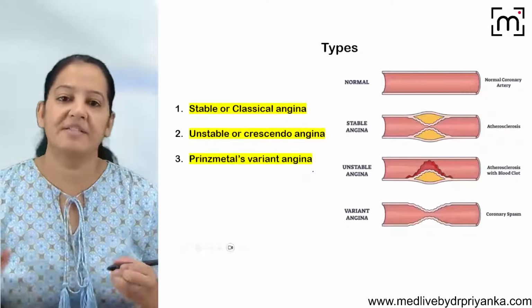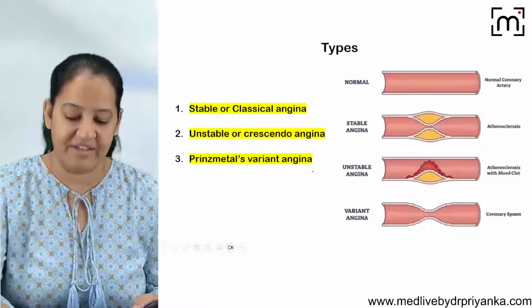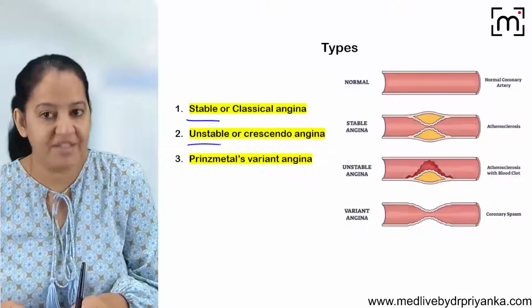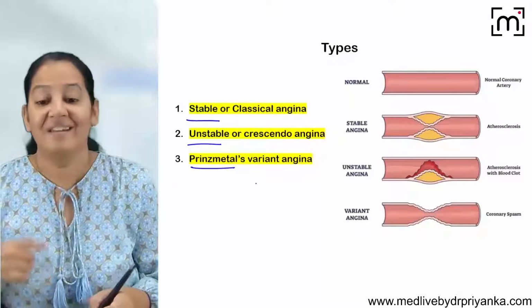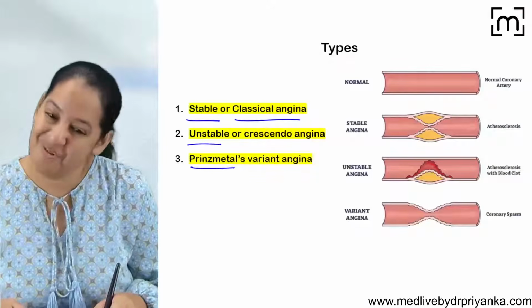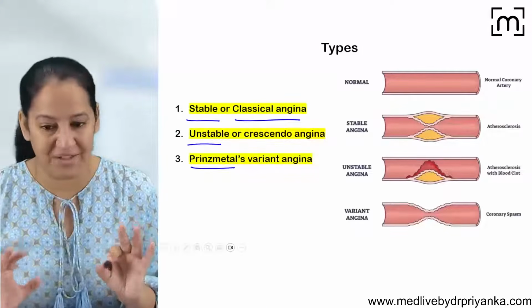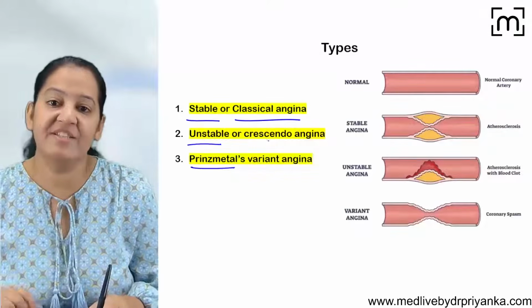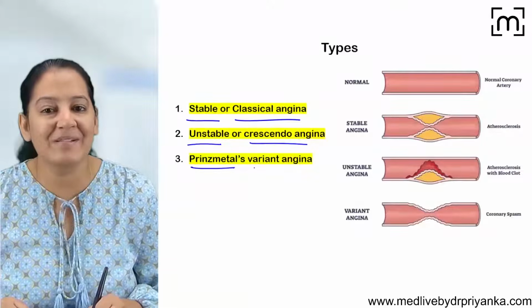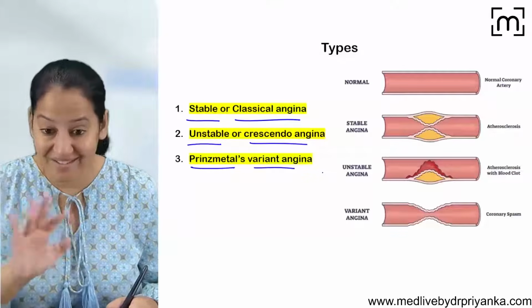Okay, now coming to the types of angina. There are three types of angina. What are the three types of angina? Stable angina, unstable angina, Prinzmetal angina. Learn their other names also. Stable angina, also known as classical angina. The most common angina among the three is this one only. Unstable angina, also known as crescendo angina. And Prinzmetal angina, also known as variant angina. So first learn their two names.